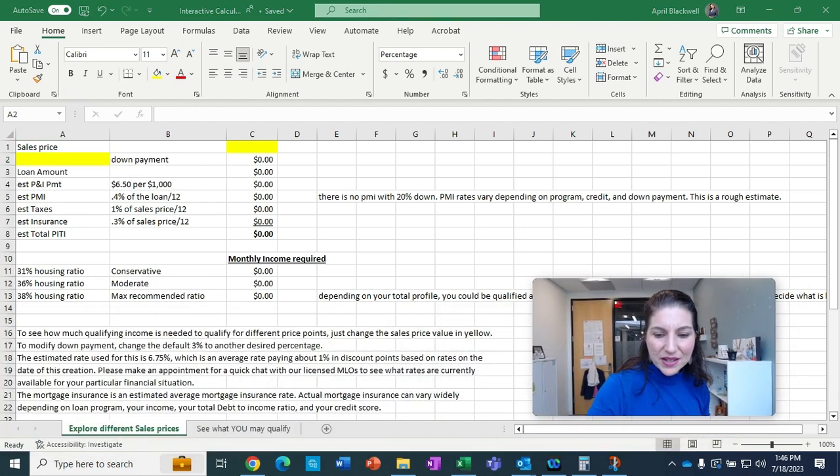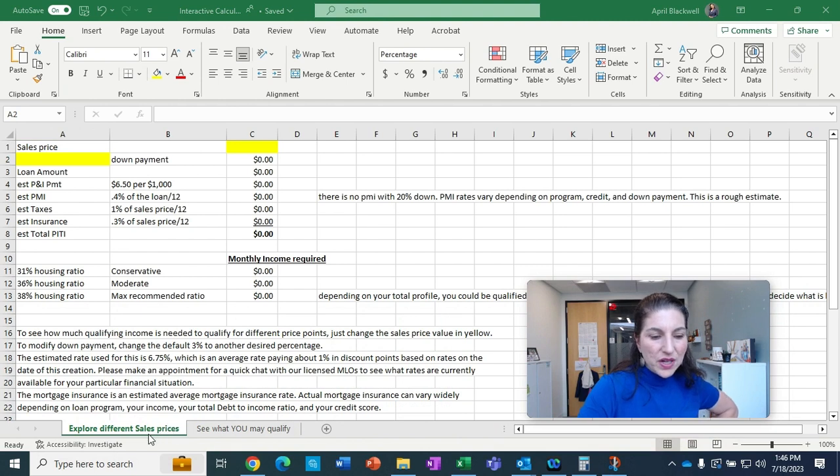I put together this Excel workbook. There are two sheets here. This one says explore different sales prices and this is see what you qualify for. So let's just start here. The yellow is the only thing you need to touch. Leave everything else alone, otherwise you're going to mess with the formatting of the cells.